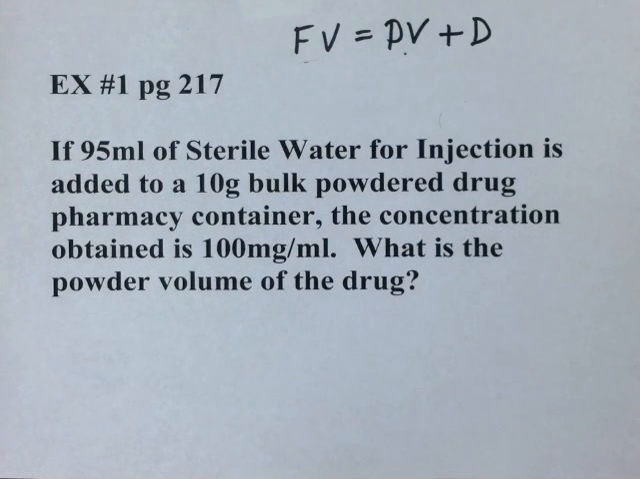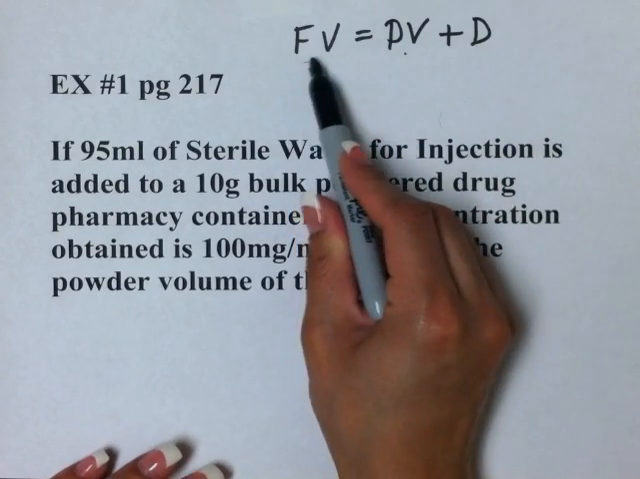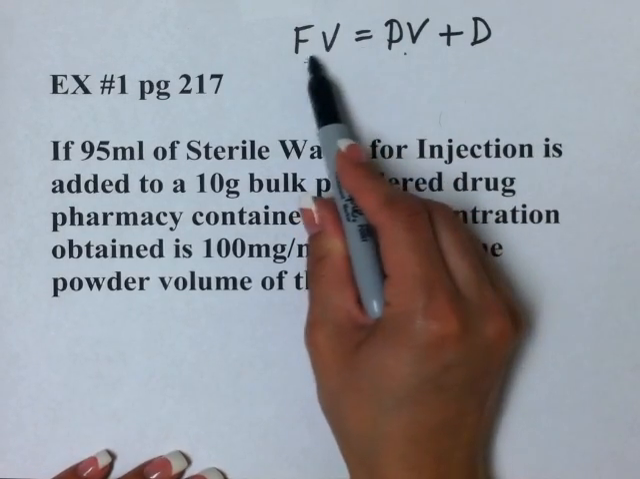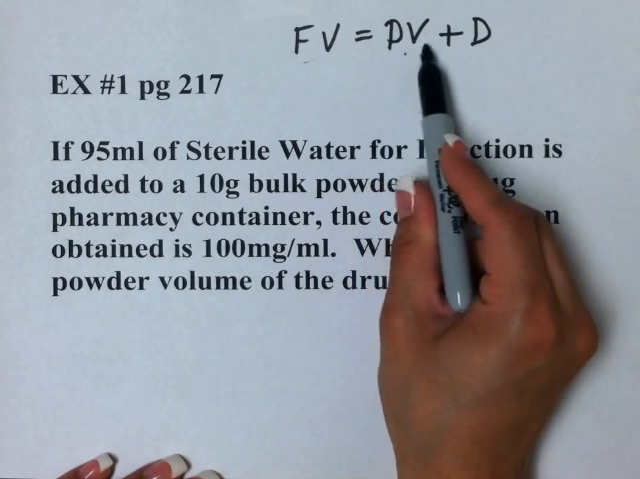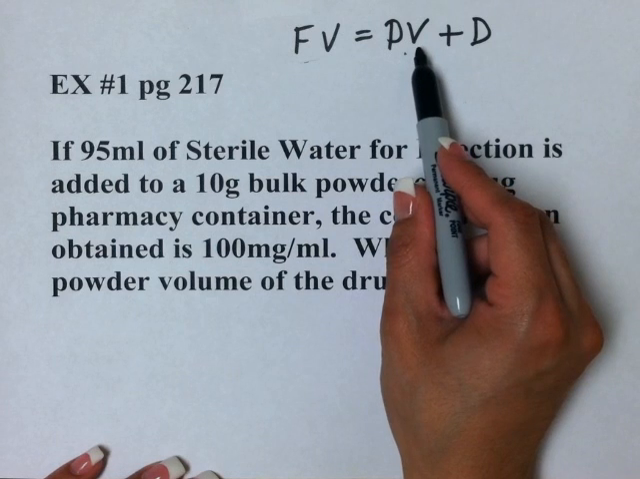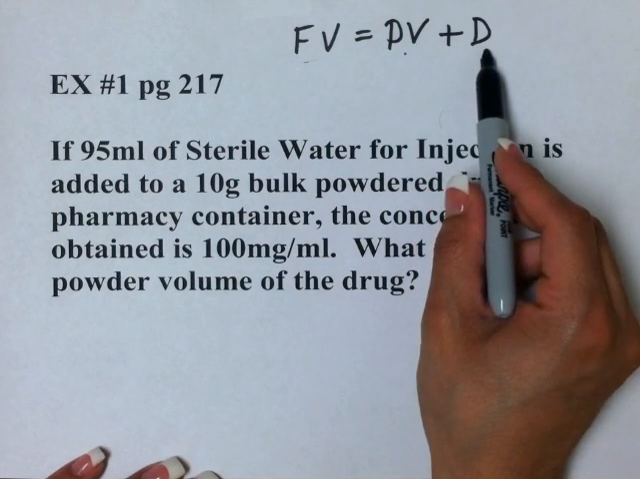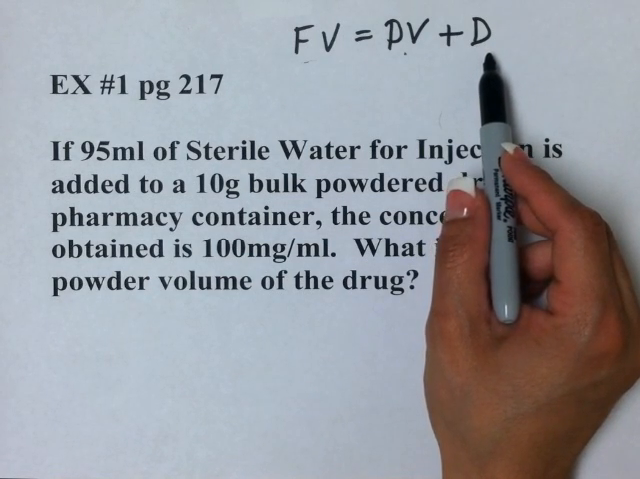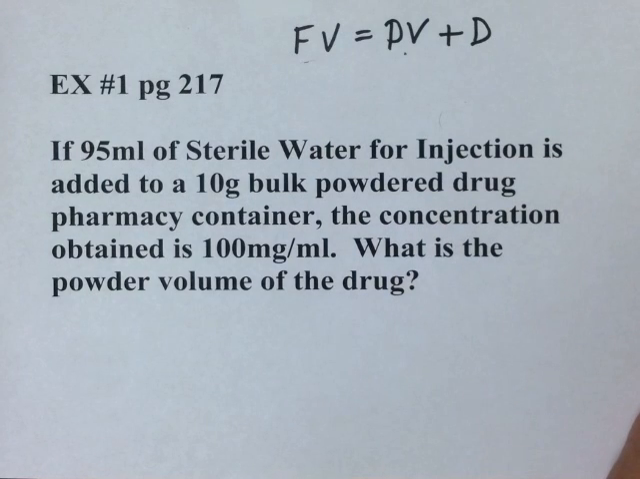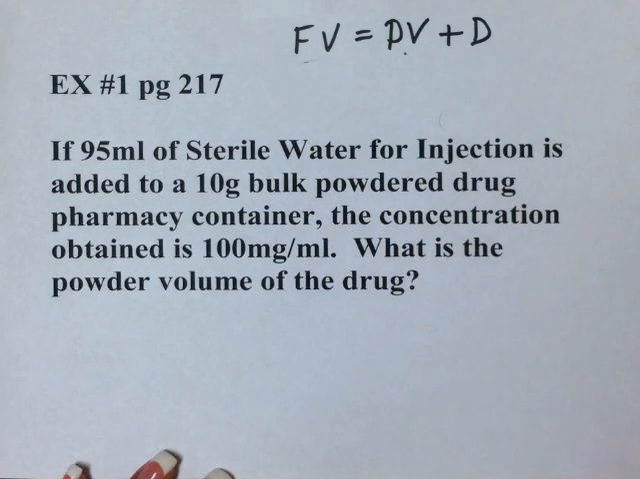So powder volume is referring to the amount of volume that's attributed to the powder in the total volume of the drug order. So you might remember from the slides this formula here, FV, which is the final volume of the product. It's equal to your powder volume, so the volume that's attributed to the powder, plus the diluent. And the diluent is just referring to the water or what you're diluting the powdered formulation with. So final volume equals powder volume plus the diluent.